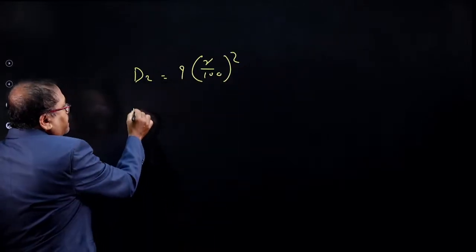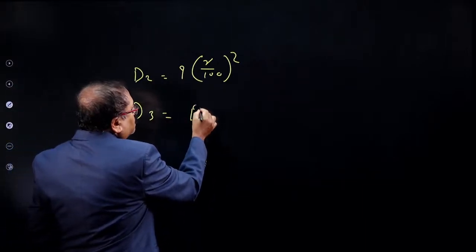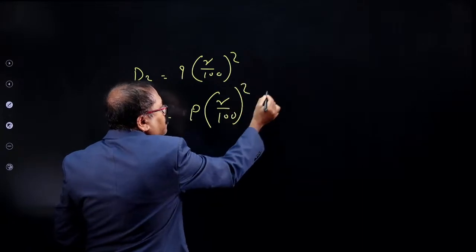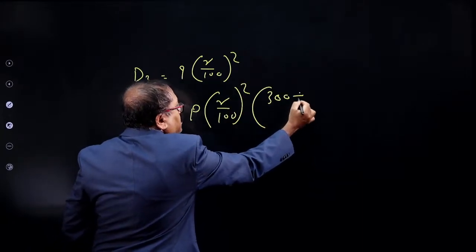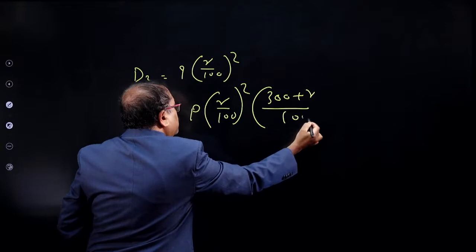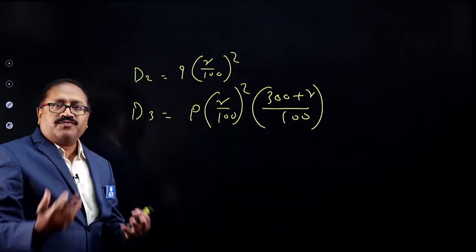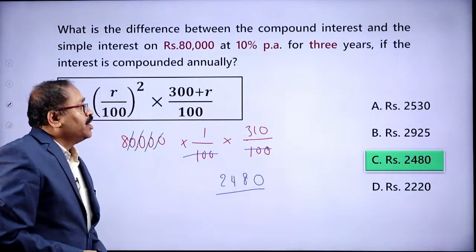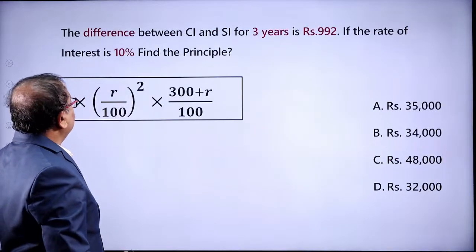Okay. Now the difference for 3 years is equal to the same thing that will come over here, that's R by 100 to the whole power 2. One additional thing, that's 300 plus R by 100. And this is the one which is applicable for every case, not for some selected questions. Okay. Now moving on to the next question here.